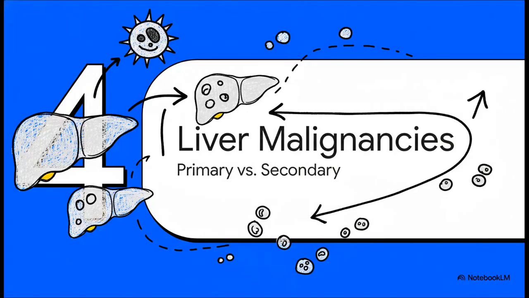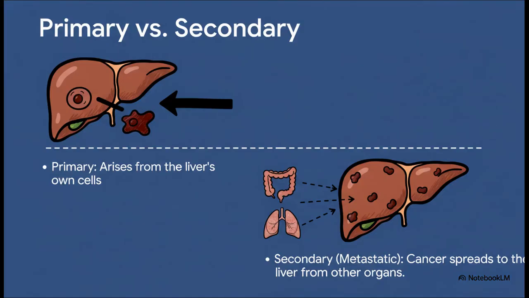Okay, so we've seen how injury and inflammation can really beat up the liver. That brings us to section 4, where we're going to talk about the most serious outcome of all that damage, cancer. And it's absolutely essential here to distinguish between cancers that start in the liver and those that just spread to it from somewhere else. The absolute number one distinction you have to make is where the tumor came from.